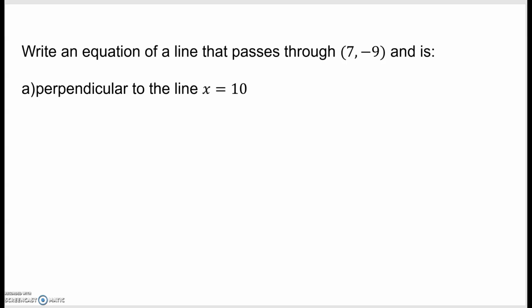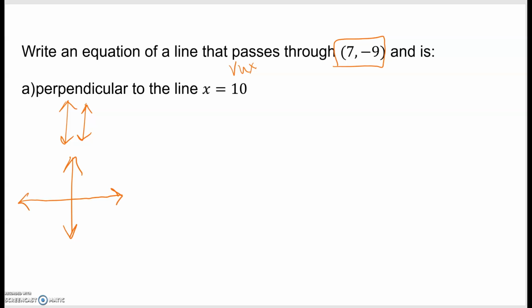We're going to write an equation of a line that passes through (7, -9) and is perpendicular to the line x = 10. Remember yesterday when we had this problem, we wanted this one to be parallel, and for parallel we said a vertical line has to be parallel to another vertical line. So think about my vertical line, straight up and down. How would that make a right angle with another line? Would it look something like this? Would it look something like this? Or something like this?